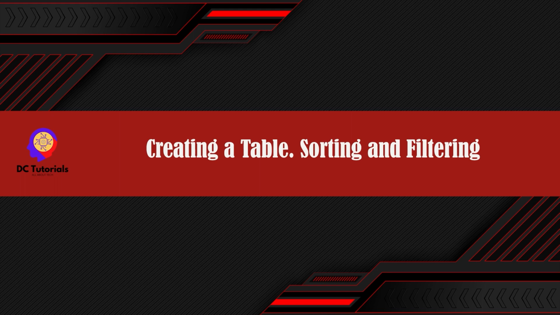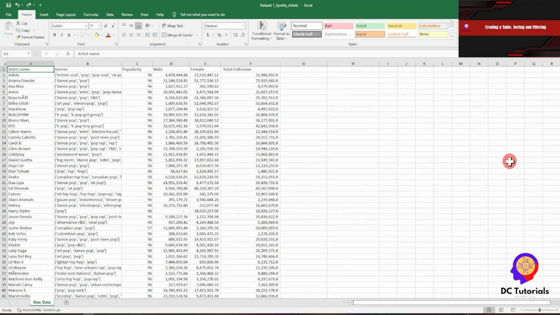How to navigate our Excel interface, we will proceed with processing our data. We can also process our data using tables in Excel. So for this exercise, we will use Spotify artist dataset. Our data includes artist name, genre, popularity score, number of followers, male and female followers, and then the total followers.